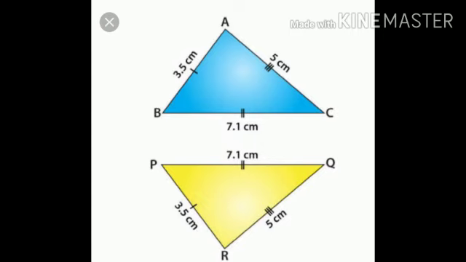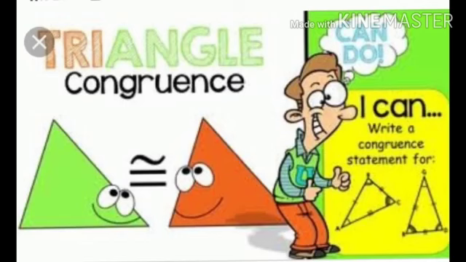Okay, then just recall what we learned in this session. We learned how to define congruency of two triangles. So congruency means same size as well as same shape. Okay. So in the next session, we will discuss about some conditions for congruency of triangles.